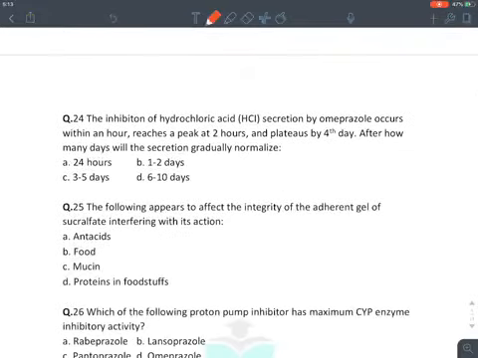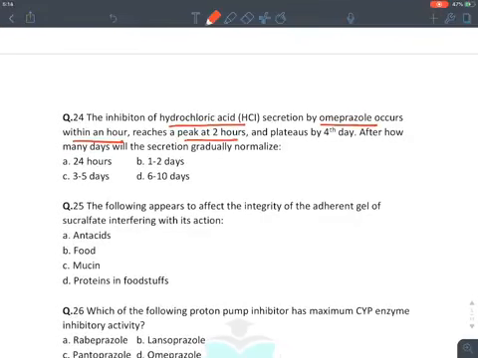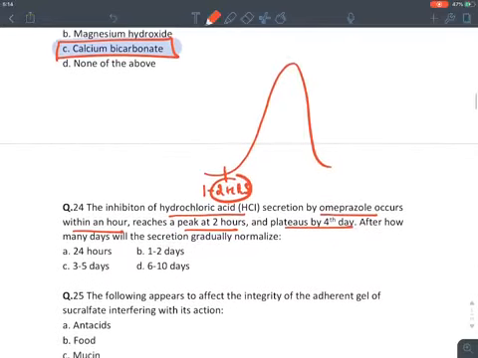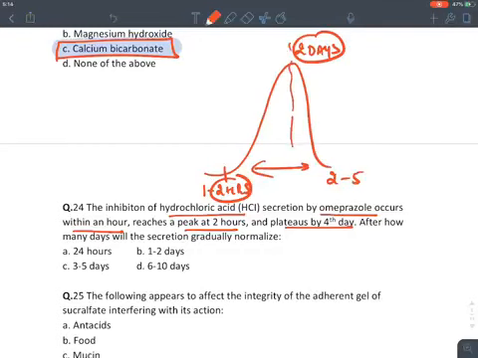Okay. Now, inhibition of HCl secretion by omeprazole occurs within an hour. It reaches peak in 2 hours and plateaus by day 4. After how many days does the secretion gradually normalize? Remember, when we give PPI, the action comes within 1 to 2 hours. Try to remember 2 hours. The peak will be 2 days. And the action will normalize after 2 to 5 days.